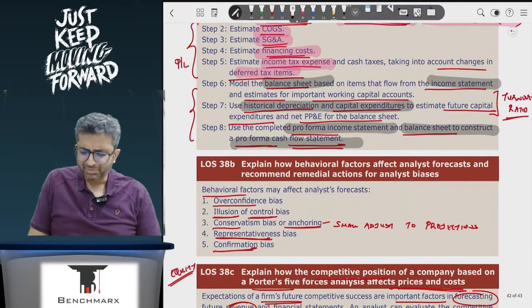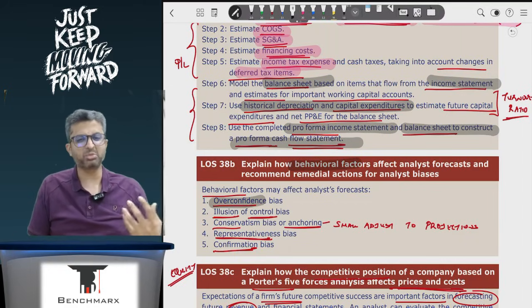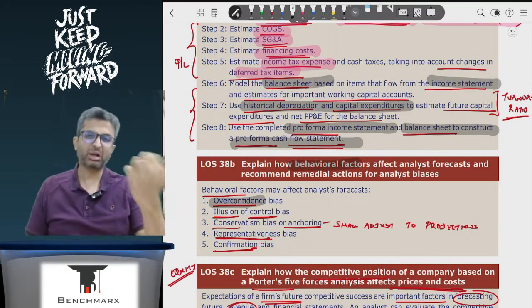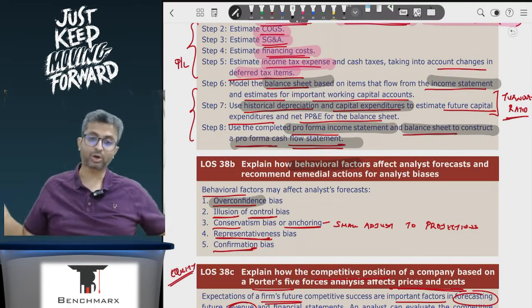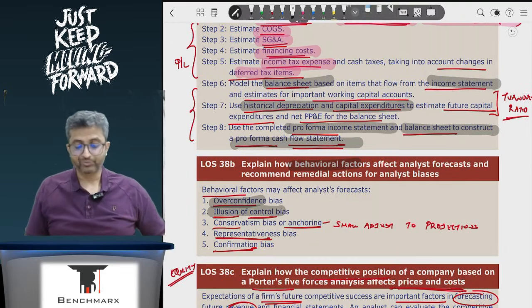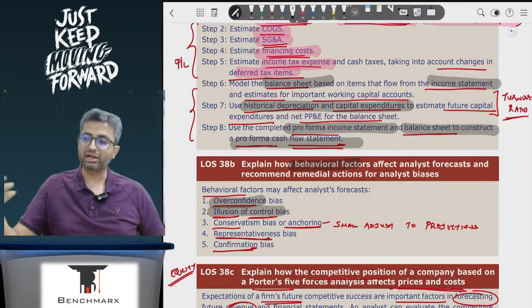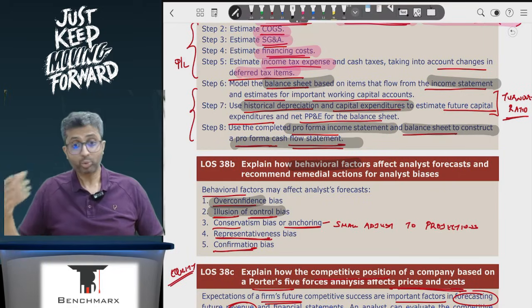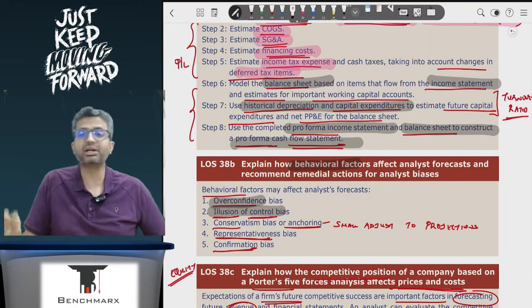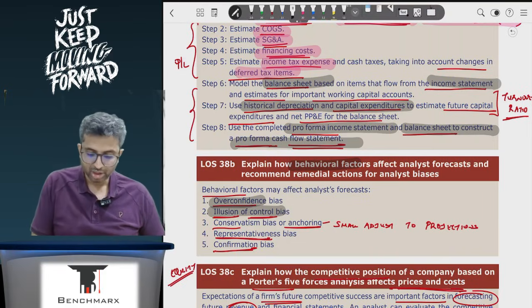There are various behavioral factors which can affect analysis, like for example, overconfidence bias. You might say that you are a topper, you can predict anything. No one, if you see in stock market, can predict everything with full accuracy. So there can be overconfidence bias. There can be illusion of control. So you might believe that as a management or as an analyst, you can control various things, which as a matter of fact, even the management may find it difficult in the larger scheme. So there is an illusion that you have control.